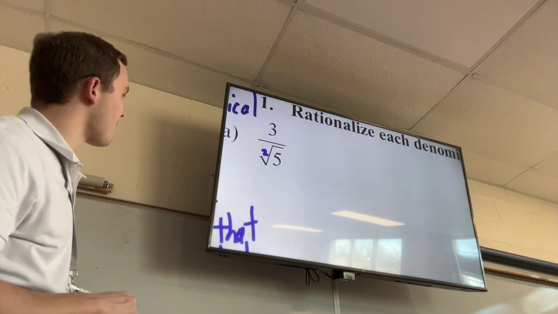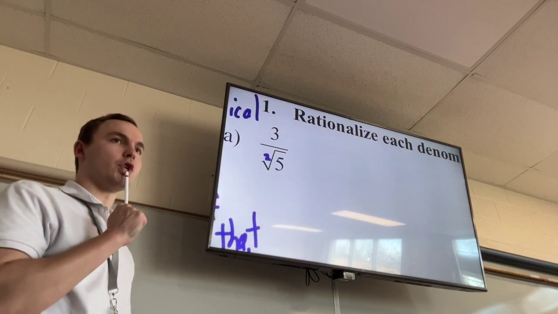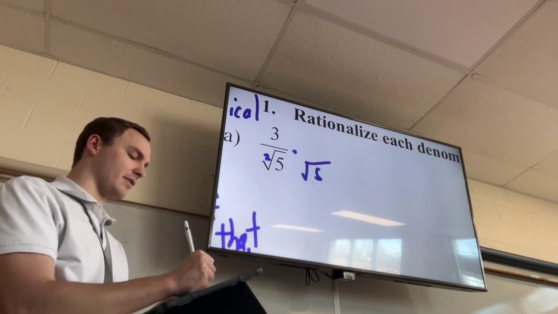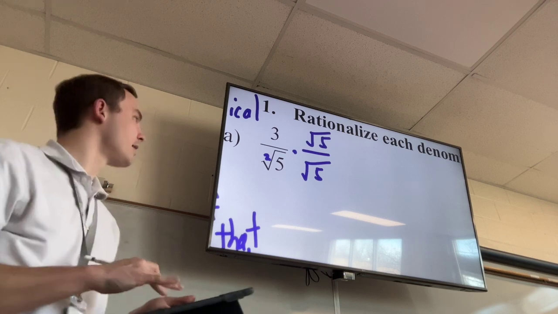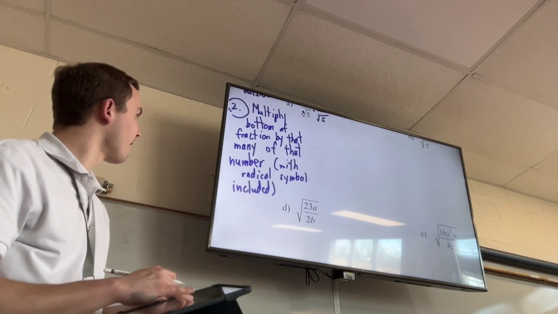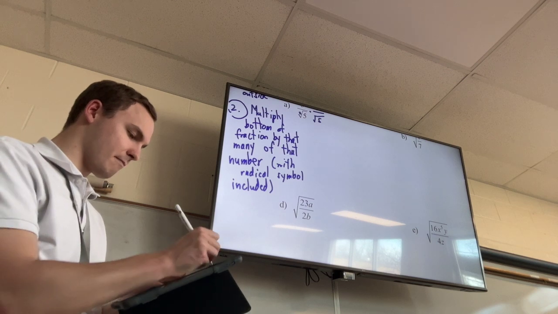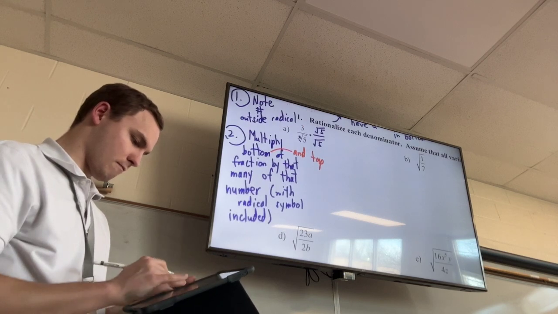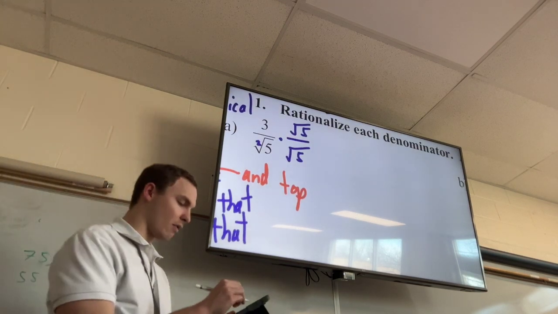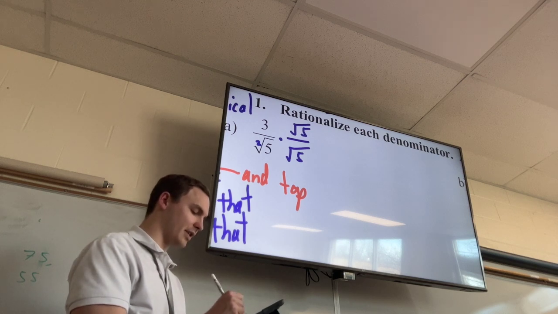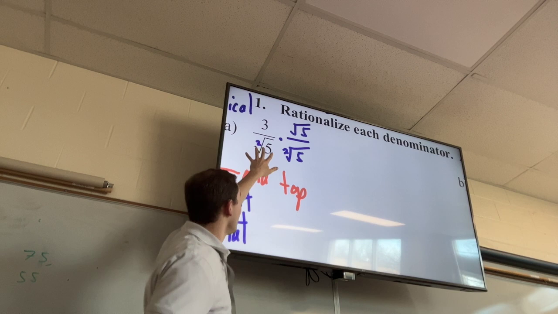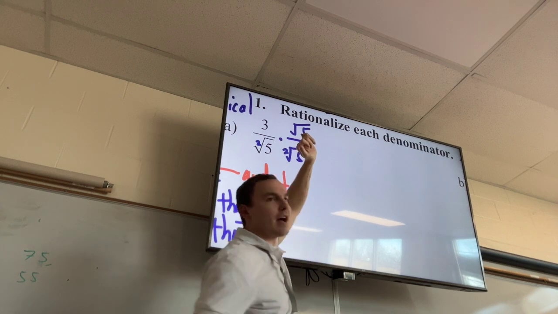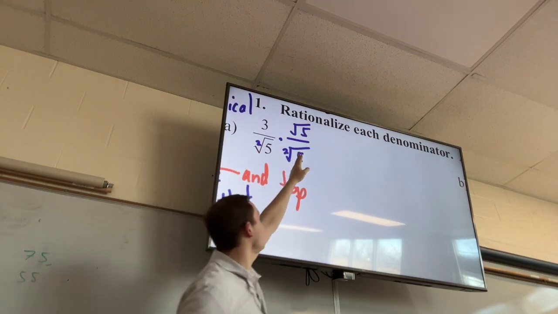So on this one, my number outside my radical is 2, so on the bottom of my fraction, I need to have 2 root 5s. I accomplish that by multiplying bottom and top. I have a 5 that's rooted to the 2, so I need to have 2 root 5s in my denominator. So I multiply by root 5 over root 5. You have to multiply the top as well.